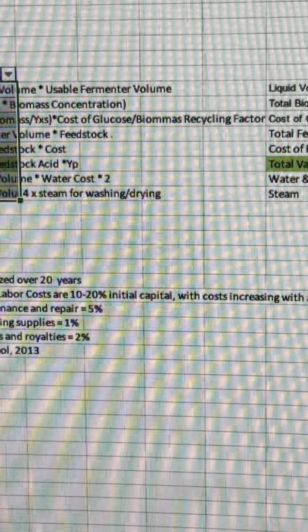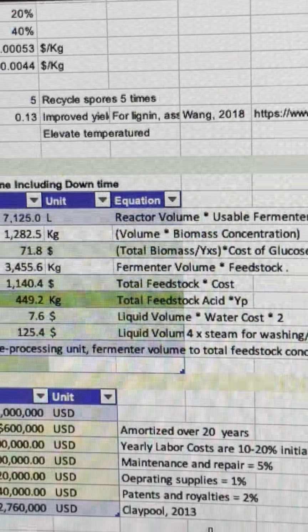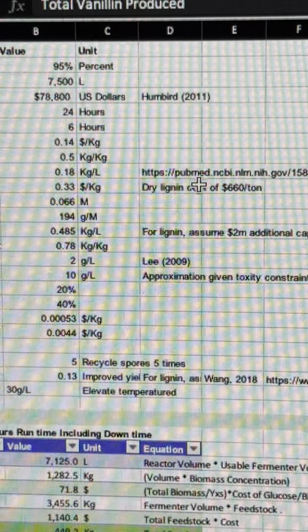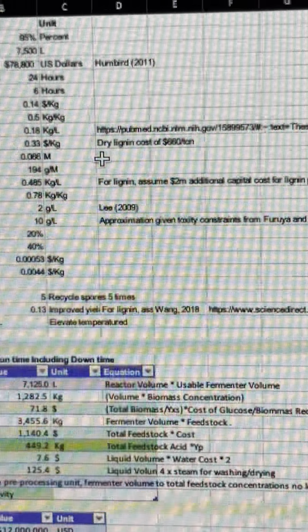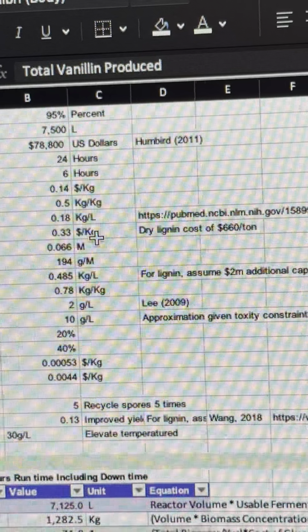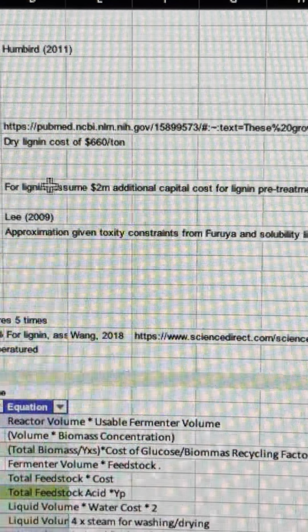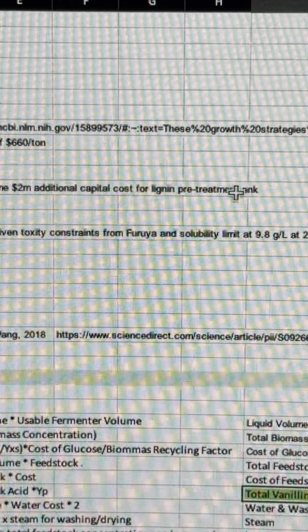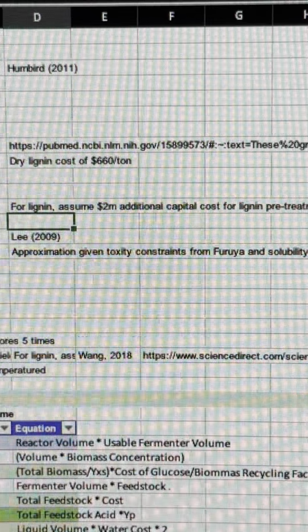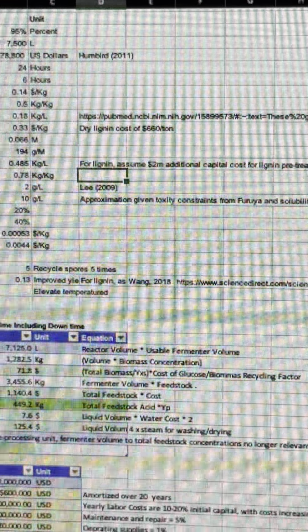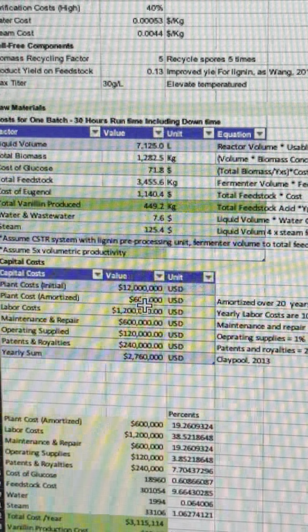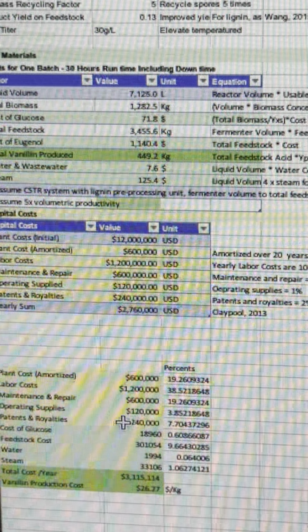Okay, now that I've shown you this, let's go back to lignin. For lignin, these are the assumptions I make, because this is important. I made a base assumption for the cost of lignin at $660 per ton of dry lignin. That was the average cost in like 2019 I saw. I also made an assumption around the cost of our lignin pre-processing unit. So I said for lignin, assume $2 million additional capital cost for a lignin pre-treatment tank. So that is reflected in a higher total plant cost for lignin and the depreciation of that plant cost over a 20-year period, which is in the cost down here.